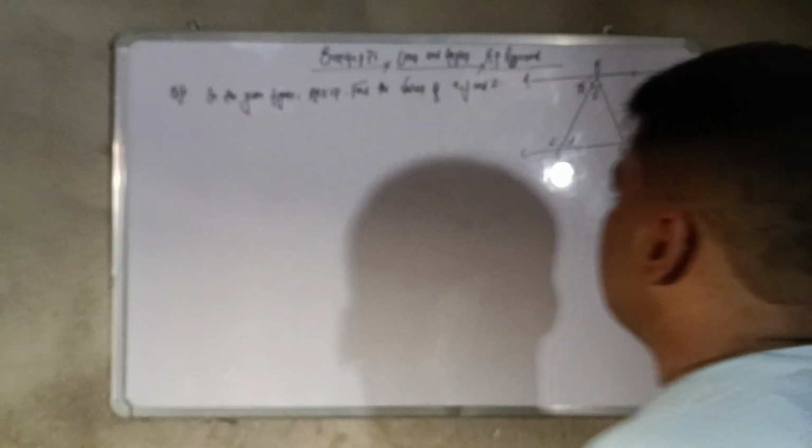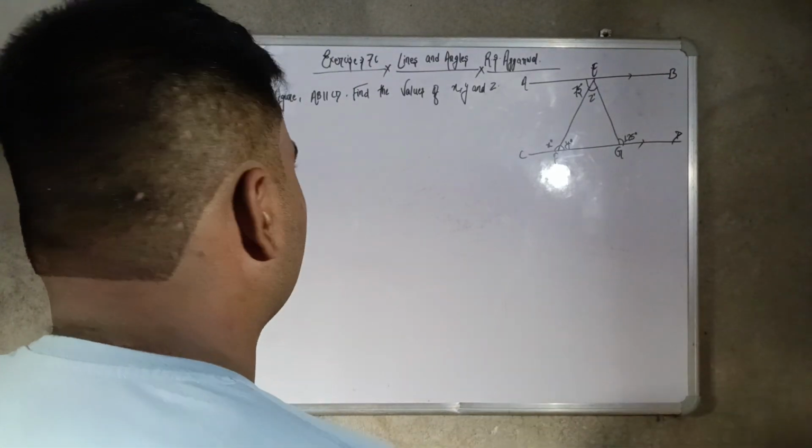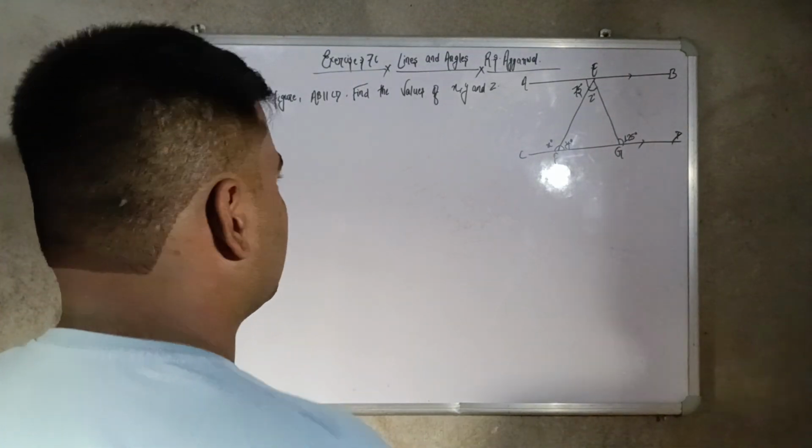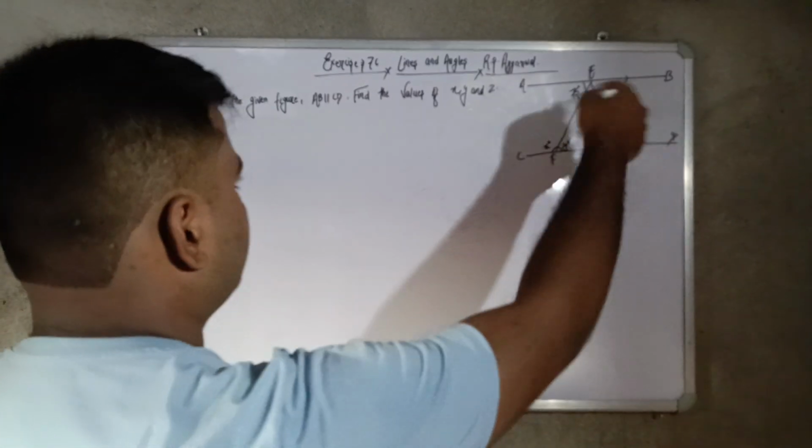In this question, what does the question say? First of all, we have to understand it, then we have to find the value of x, y, and z. In the given figure, look at the figure.